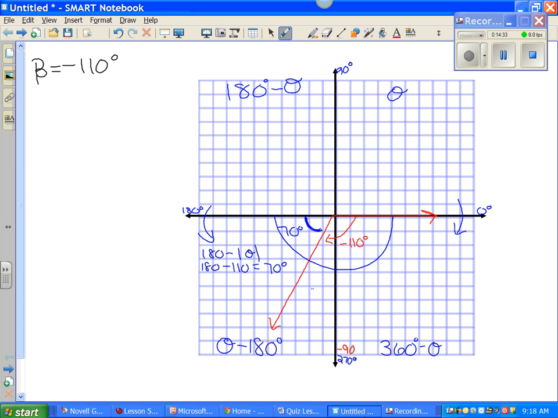So if you were here in the second quadrant, your rule would be the absolute value of the angle minus 180. Okay, so we're kind of working backwards.